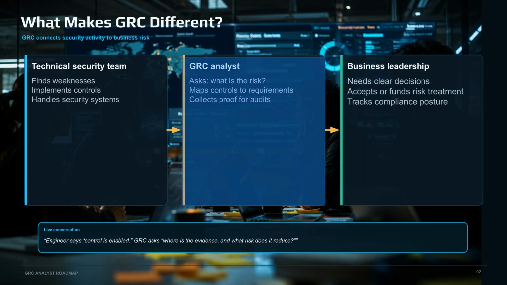For example, an engineer may confirm that a security control has been enabled. The GRC analyst may then ask, which risk does this control reduce? Who approved it? And what evidence proves that it is operating correctly? GRC is therefore not simply about completing checklists. It is about connecting technology, business risk, security requirements, and evidence. To understand this role clearly, we first need to understand what GRC means in cybersecurity.